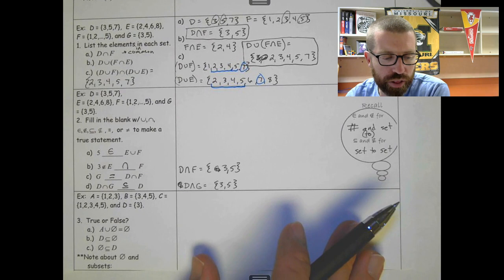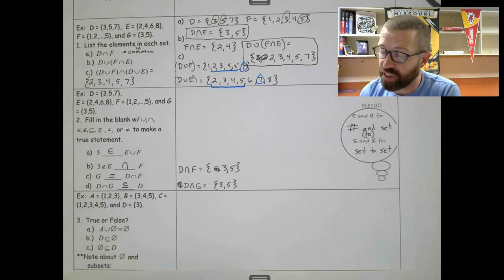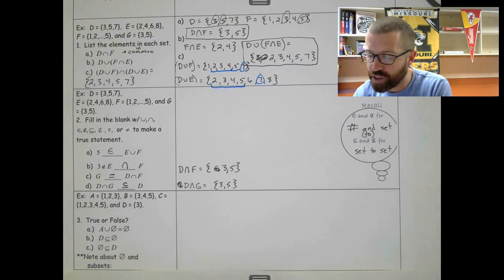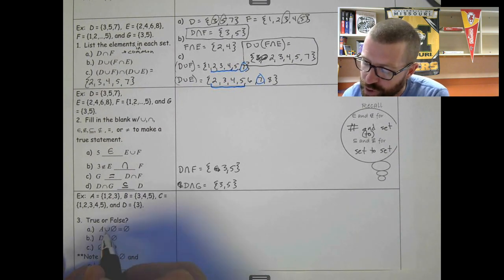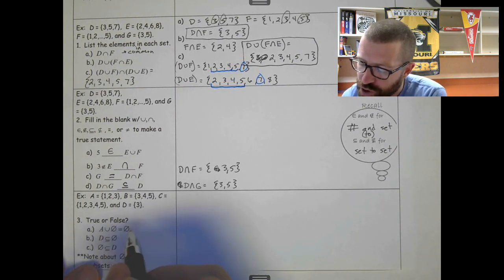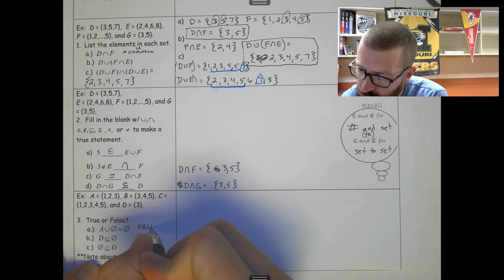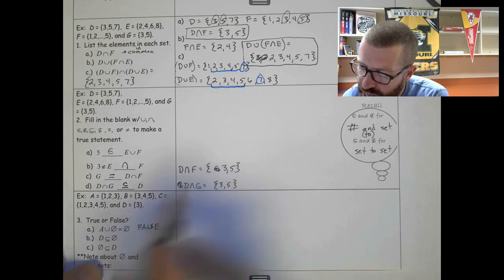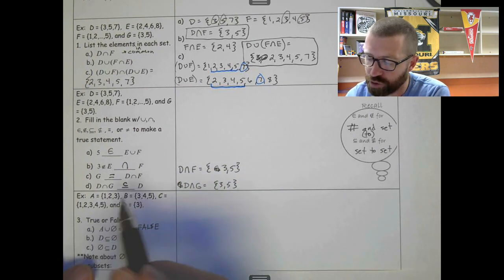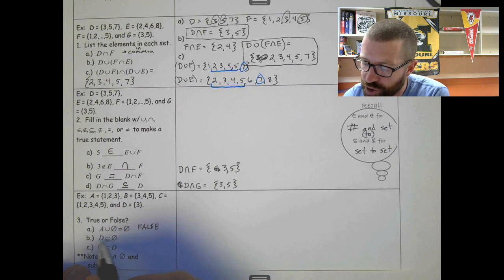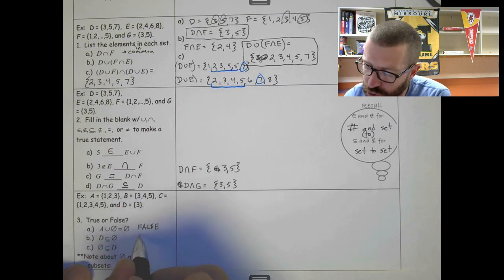Okay, and then last couple examples here just about the empty set. So take a minute, pause the video, try these. So A union the empty set, this is false. It's not equal to an empty set because it will include all of A. A with nothing gives you A. Is D a subset of the empty set? This is also false.